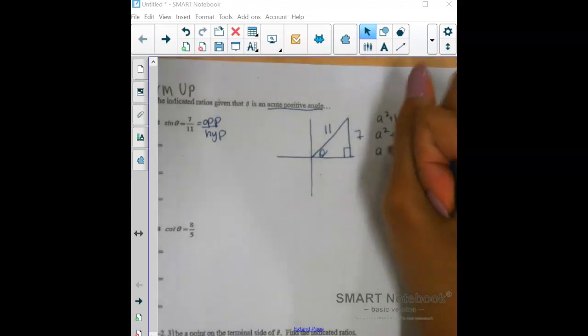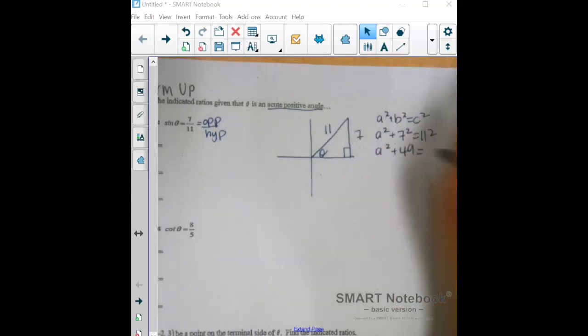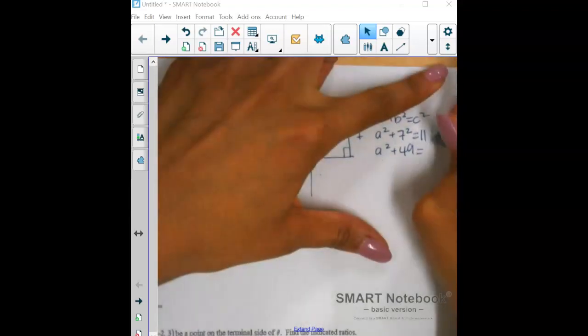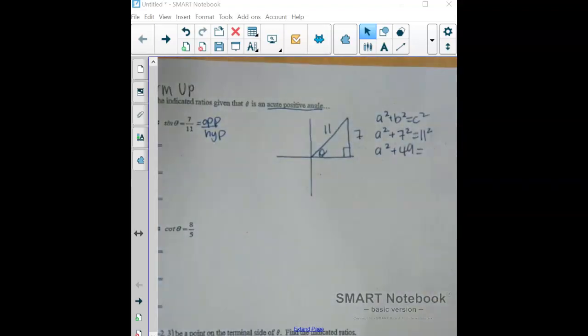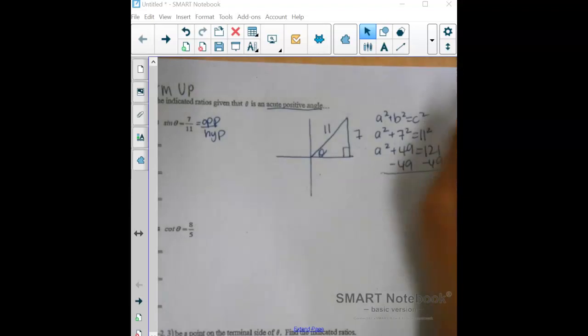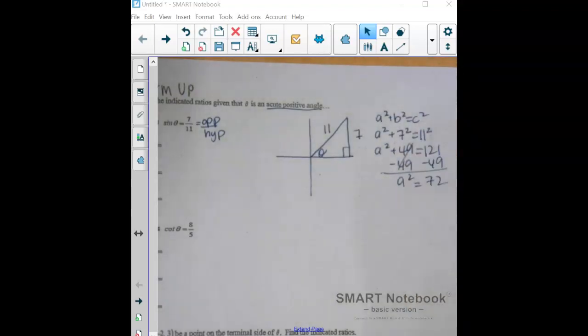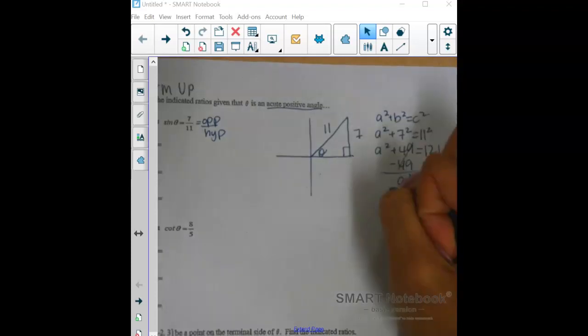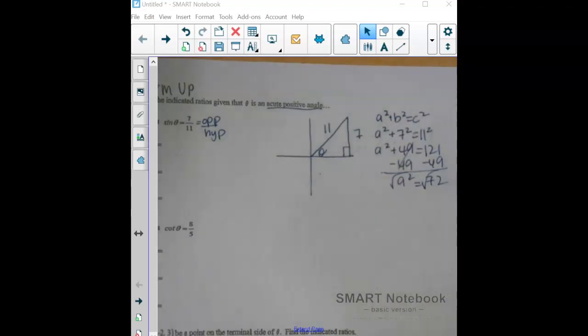Okay, so I'm going to add 49 with a squared. And 11 squared, this is not 112. Make that a little smaller. 11 squared is 121. I'm going to subtract 49 on each side. A squared is going to equal 72. Double check my math. Is 121 minus 49 72? Okay. Last thing I need to do is square root. Don't give me the decimal for this. You guys already know I'm going to want a simplified radical.